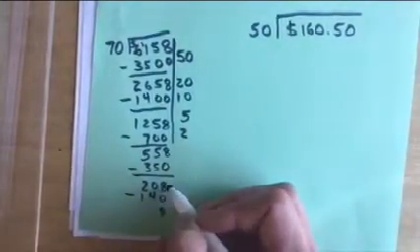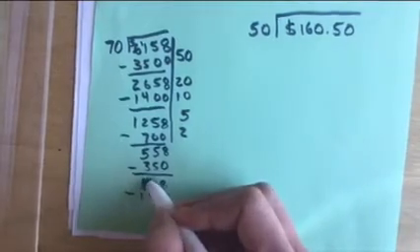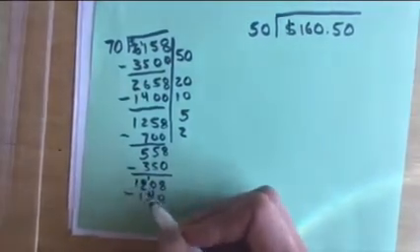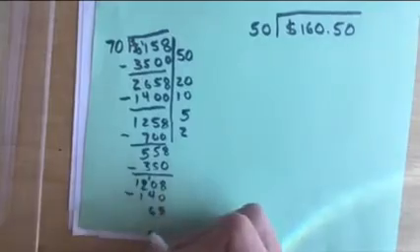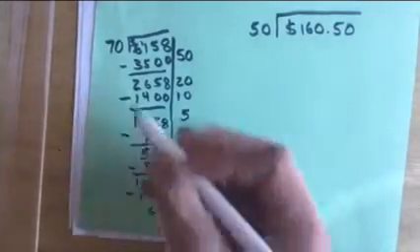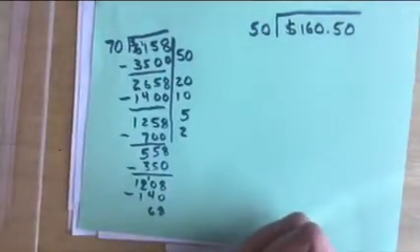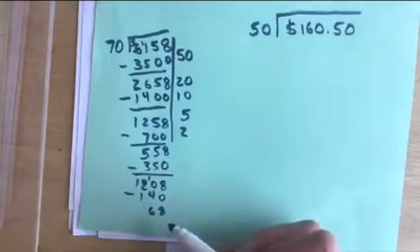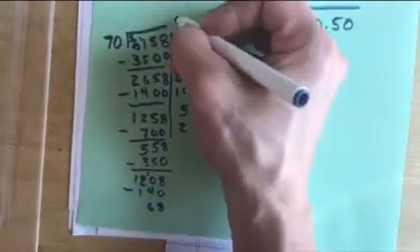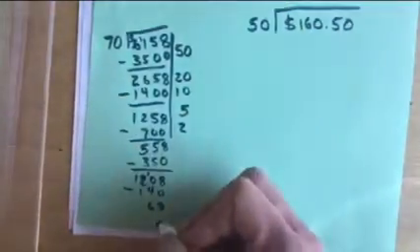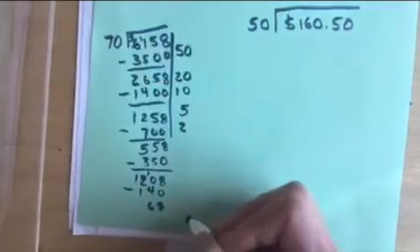So I subtract. 8 minus 0 is 8. I got to do some borrowing. 10 minus 4 is 6. And those are going to cancel out. 68. Now look here. 68 is smaller than 70, right? So there's no way I'm going any bigger than that. There's no way I can multiply and get that. This is already smaller than what I'm starting with.